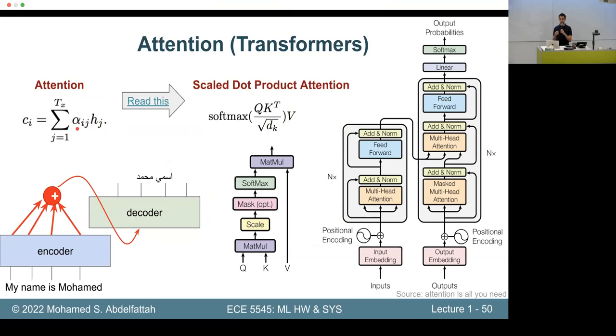And so if you read the transformers paper, the attention starts looking very different. And it looks a bit like this. There's a softmax applied to Q times K transpose divided by some constant, and then multiplied by V. So what are K, Q, and V, and what is all this stuff?